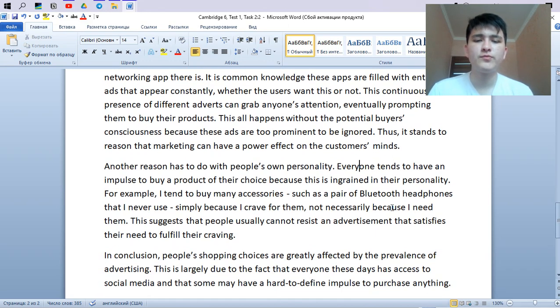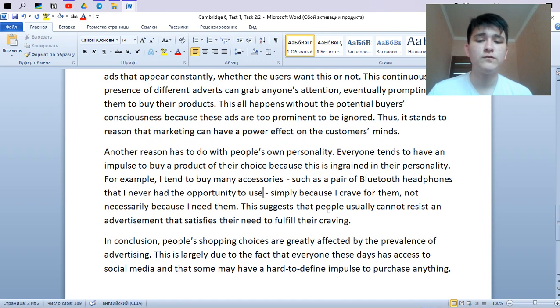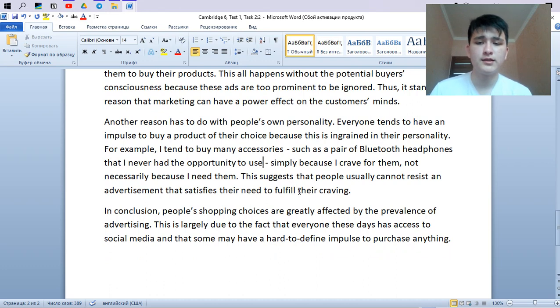Another reason has to do with people's own personality. Everyone tends to have an impulse to buy a product of their choice because this is ingrained in their personality. For example, I tend to buy many accessories, such as a pair of Bluetooth headphones that I never had the opportunity to use, simply because I crave them, not necessarily because I need them. This suggests that people usually cannot resist an advertisement that satisfies their craving. I guess that's better.